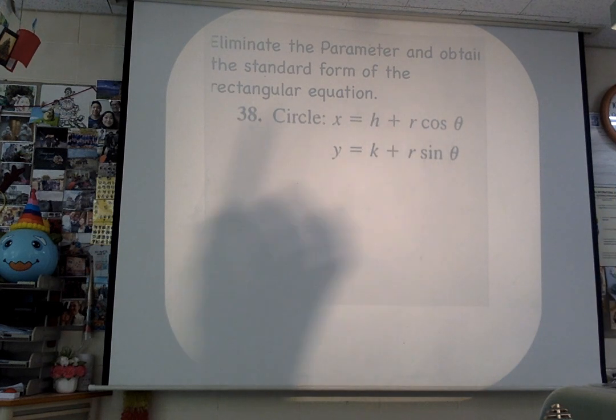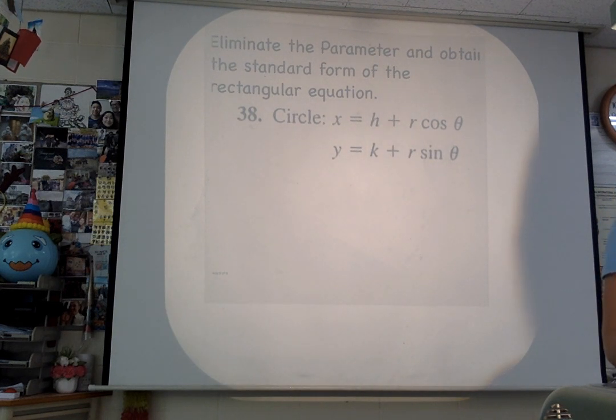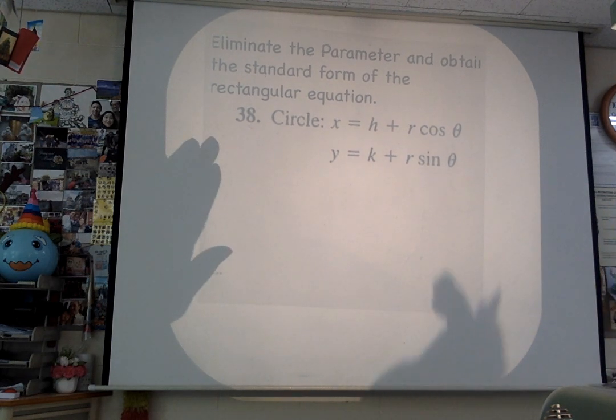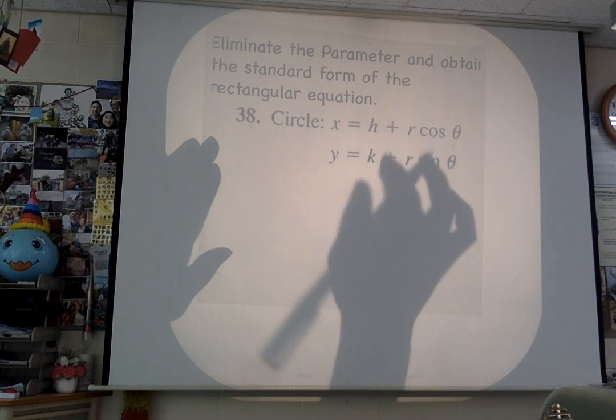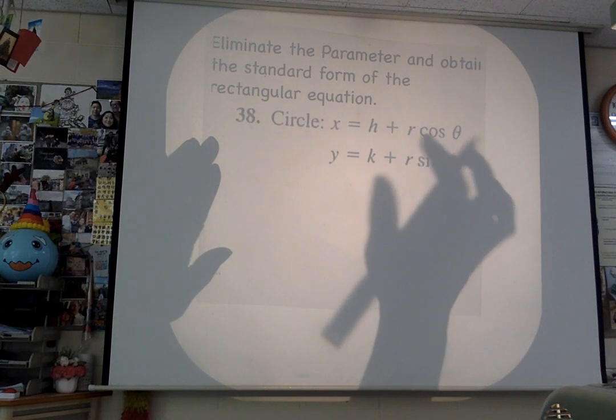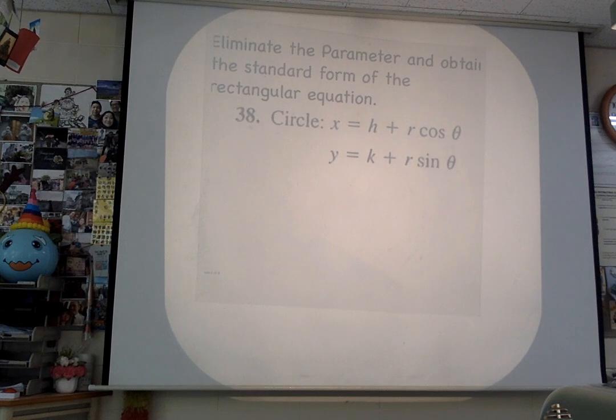Eliminate the parameter and obtain the standard form of the rectangular equation. This one looks really tricky, okay? But don't worry, it's not that complicated. Okay, so we have h's, k's. We also have r's and thetas. What is going on, guys?